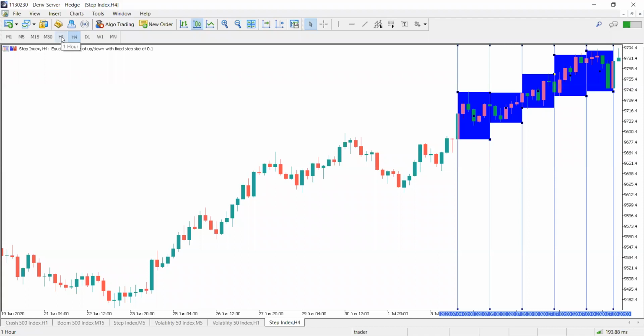Now we go to, remember, this is our structure. This is our structure to the upside, né? To the upside. You see, to the upside, right? To the upside. We use a trend line. This is the trend line that we're using to the upside.